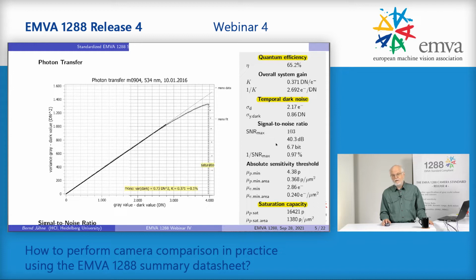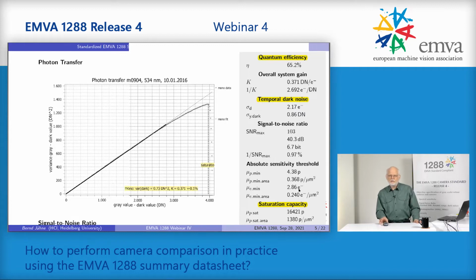Then we want to know what is the smallest intensity we can measure, and that is expressed again in two quantities, in photons and in electrons. You see it's a little bit larger than the dark noise. This has to do with theory, but that is really the value where the noise is equal to the signal itself, so where the SNR is 1. This is a little bit larger than the dark noise.